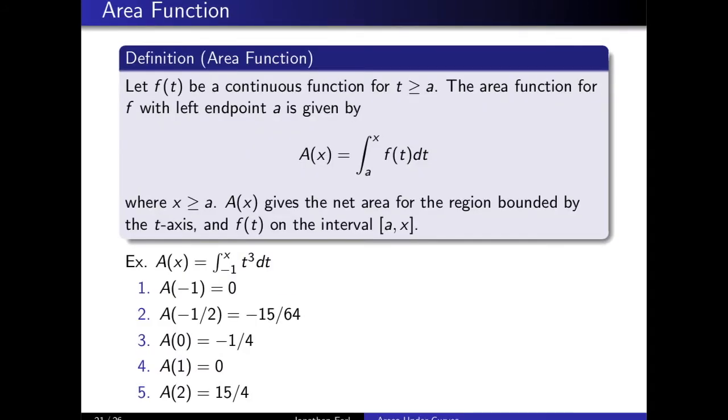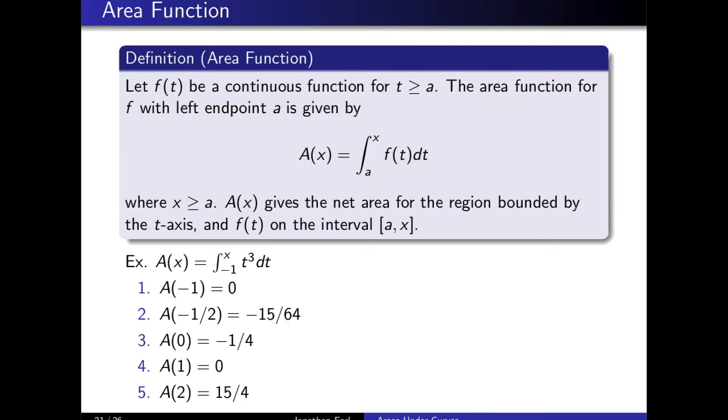Okay, so we can define what's called the area function. We'll fix a left endpoint, and we'll say that the area function for some point x, where x is going to be to the right of our point a, will be found by just the area between a and x of our function, or the net area between a and x of our function.